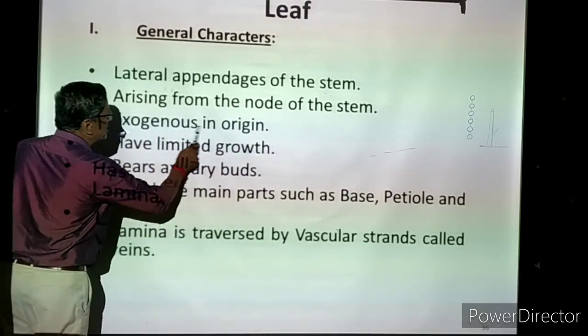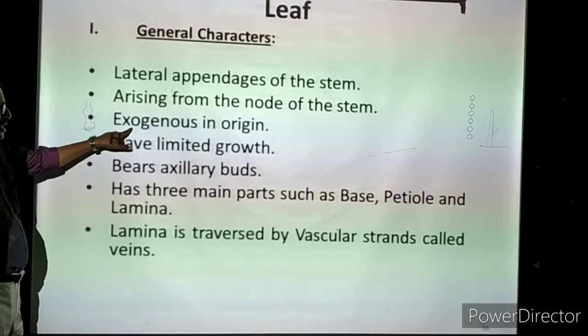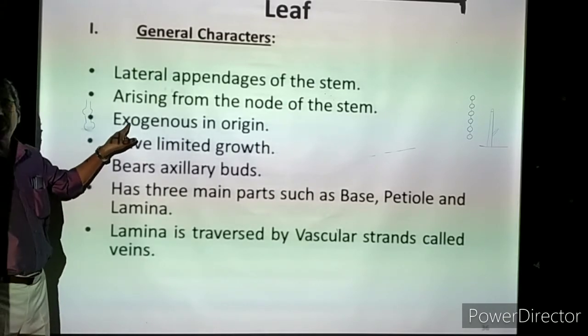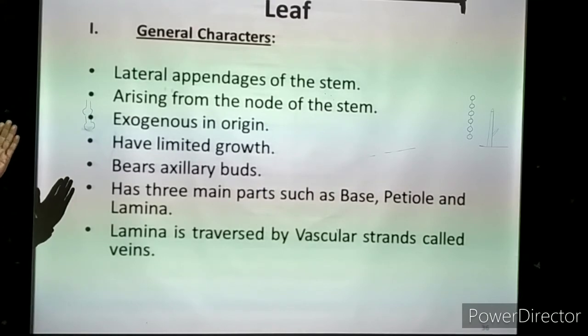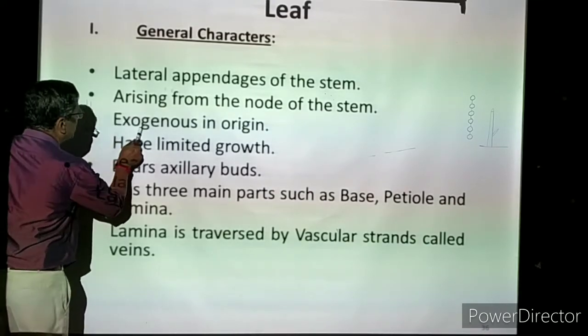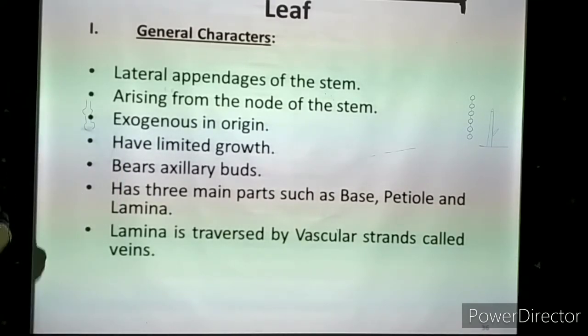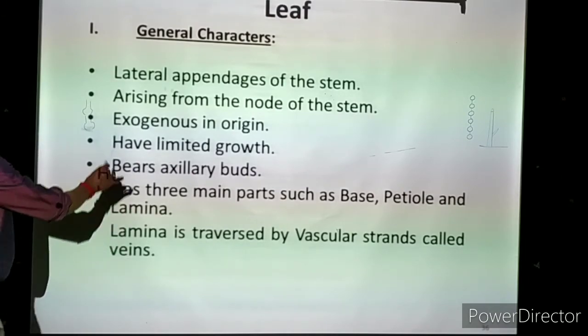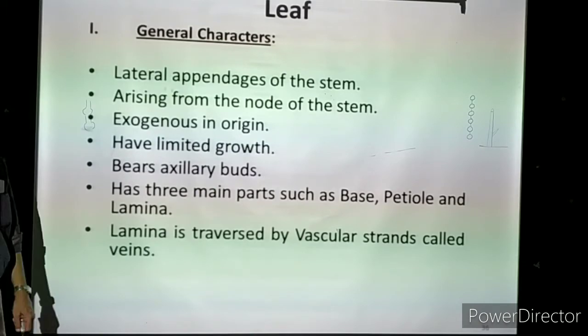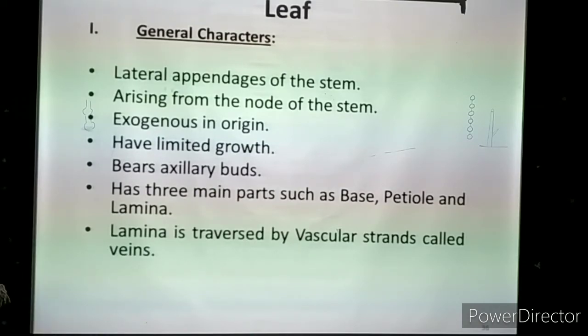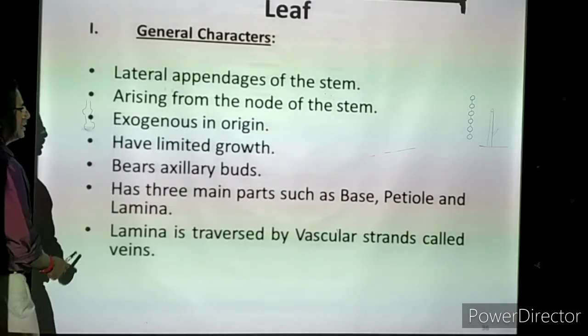It is exogenous in origin. Already this term has come. Now exo means outer surface. When the leaf is growing from the stem, the base of the leaf is touching the outer region of the stem. Superficial region, that is called exogenous in origin, so that you can easily pluck off the leaf, and only little damage will be there for the stem. That is called exogenous in origin.